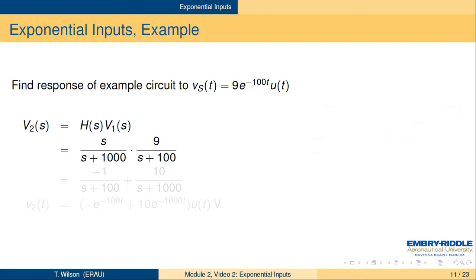And we can do our partial fractions. It's going to be something over S plus 100. That something turns out to be minus 1. Plus something over S plus 1,000. That something turns out to be 10. So when we inverse transform, we have minus e to the minus 100t plus 10 e to the minus 1,000t, u of t.